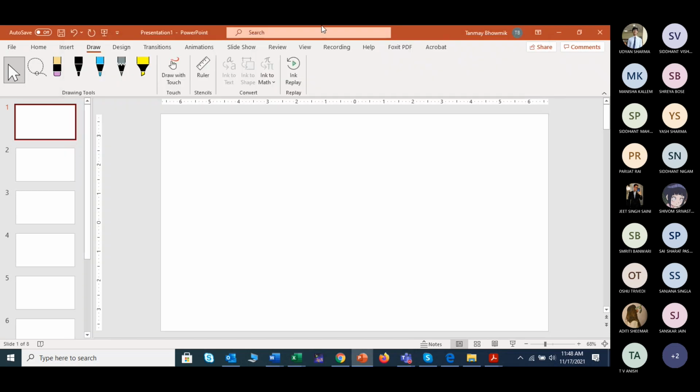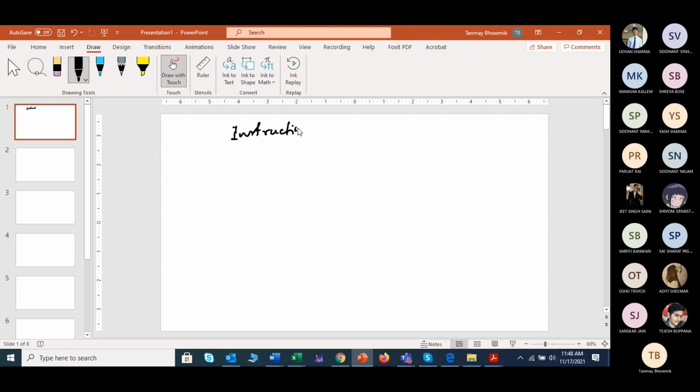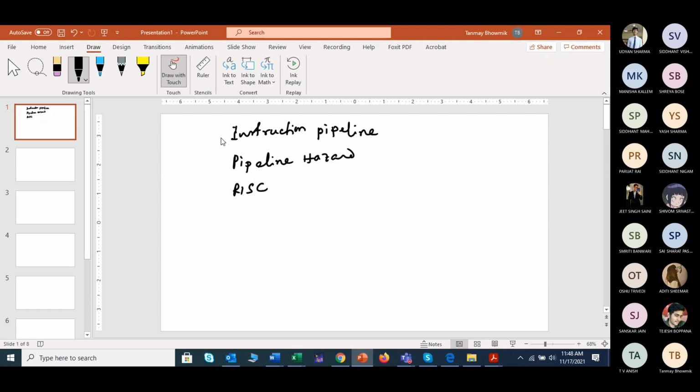Today in the pipeline class we will discuss some of the components: the instruction pipeline, very briefly, then pipeline hazard, and then we will discuss RISC. Okay, these three.